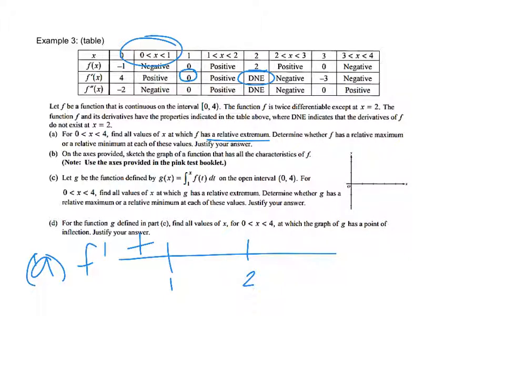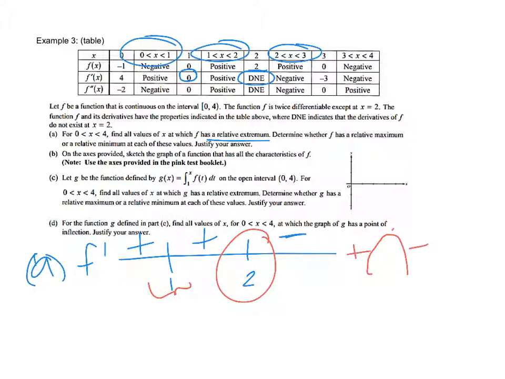And then also between 1 and 2, it was also positive, which means the function's increasing there too. And then between 2 and 3, it's negative. So now what does this mean? That means that at 1, the critical point 1, there is no relative max or relative min because it doesn't change sign. But at 2, it's going from positive to negative, which makes it a relative maximum at 2 because f prime is going to change sign.